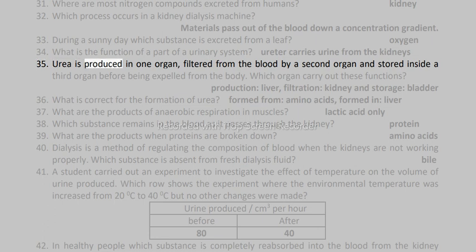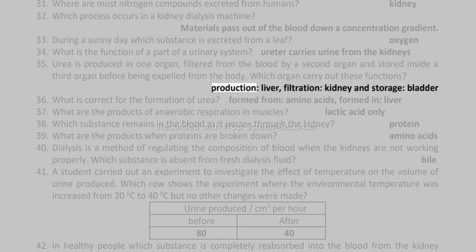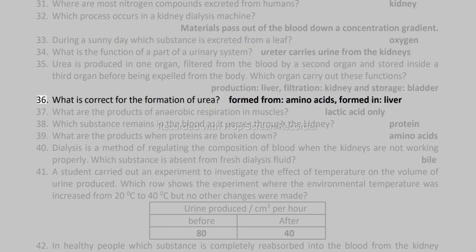35. Urea is produced in one organ, filtered from the blood by a second organ, and stored inside a third organ before being expelled from the body. Which organs carry out these functions? Production, liver; filtration, kidney; and storage, bladder. 36. What is correct for the formation of urea? Formed from amino acids, formed in liver.